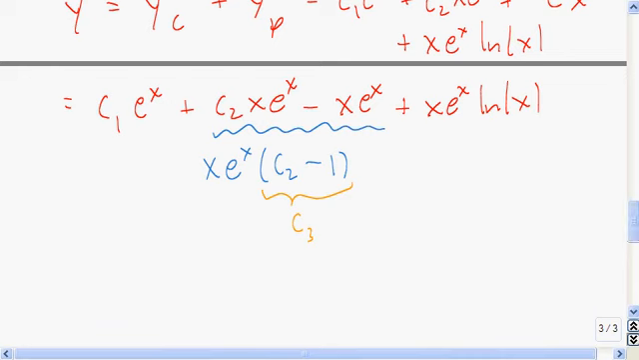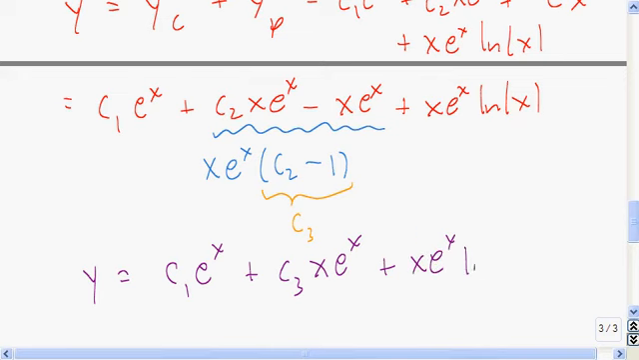So in our most simplified form, our general solution is y equals c1 e to the x plus c3 x e to the x plus this bit here, x e to the x natural log absolute value of x.